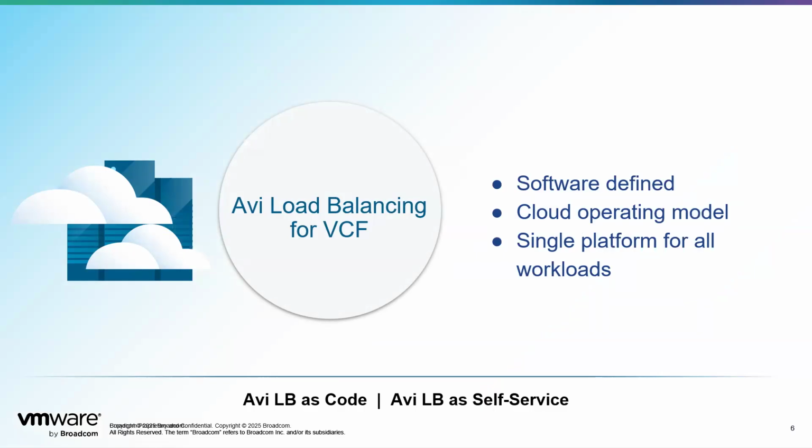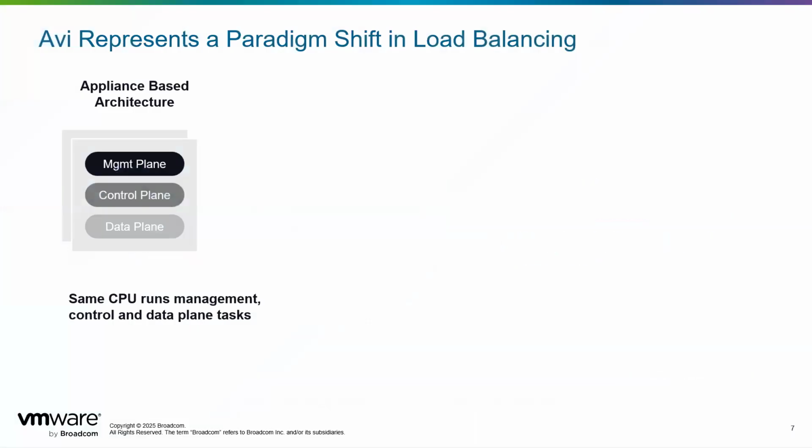Avi is based around this idea of load balancing as code and load balancing as self-service. It's software defined. It's baked around this cloud operating model, which is exactly what VCF is. And this is why it's so powerful and so potent, is that it's using the same model, a lot of these same architectures that VCF is using as well. So it fits in naturally, and it makes it very easy for us to just slide in and to be able to integrate with this. And that integration is what's really important.